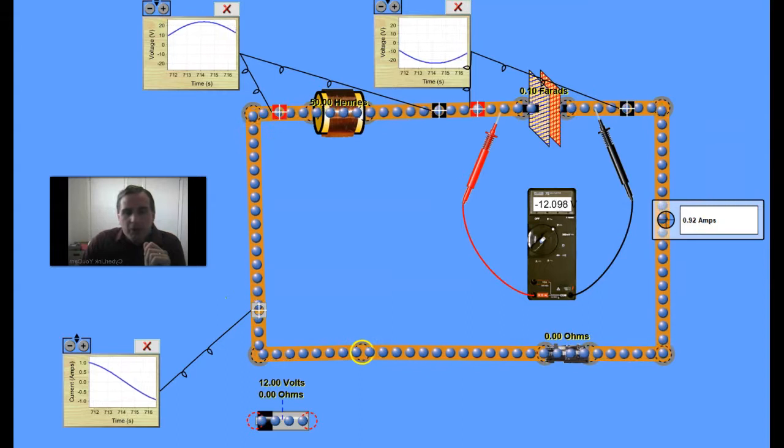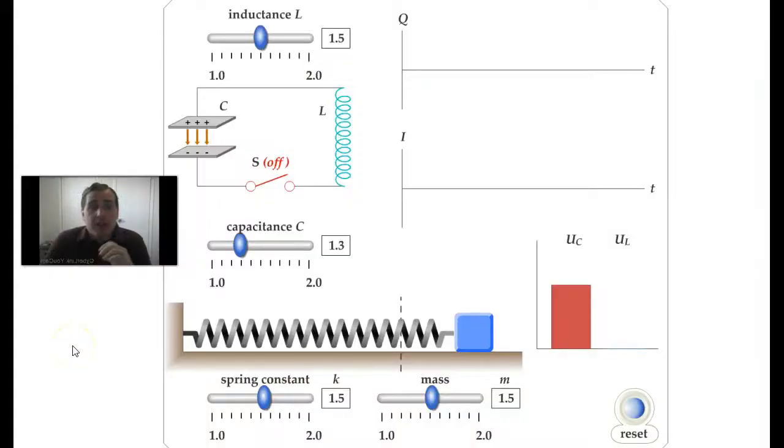Okay, so let's go ahead and pause and let's be a little more quantitative with this, or at least use a simulation where we have more control and can see things more directly. What I have shown here is similar to the situation we just had after we removed that battery. We have a capacitor, labeled C, and an inductor, labeled L, and we also have a switch. Let's assume the capacitor is fully charged at first. We set the inductance to about 1.5 henries and the capacitance to about 1.3 farads.